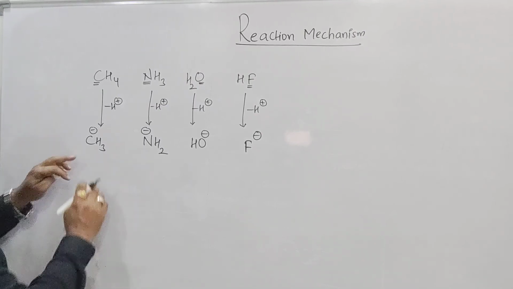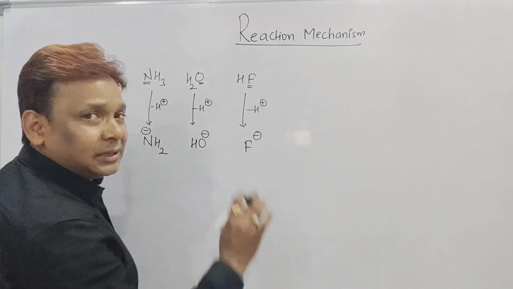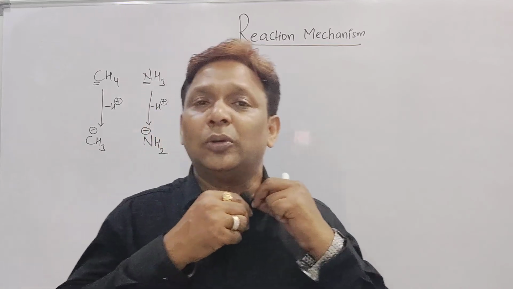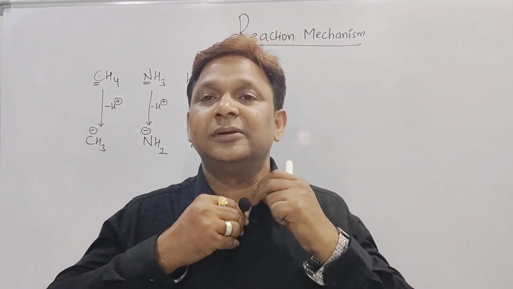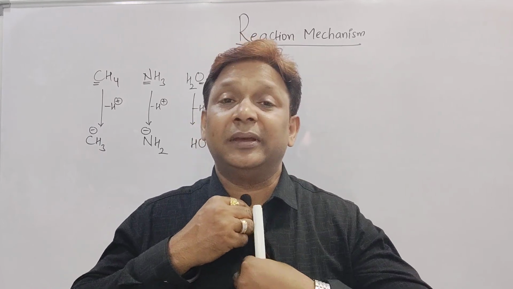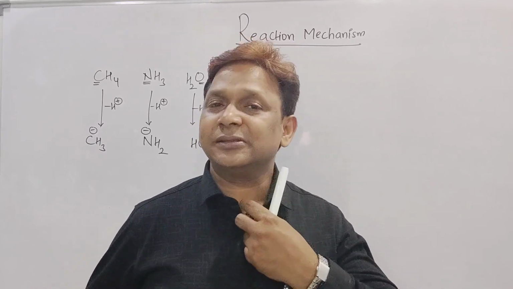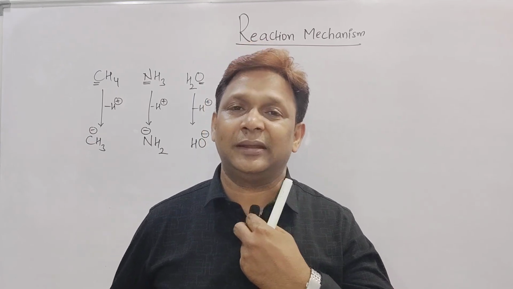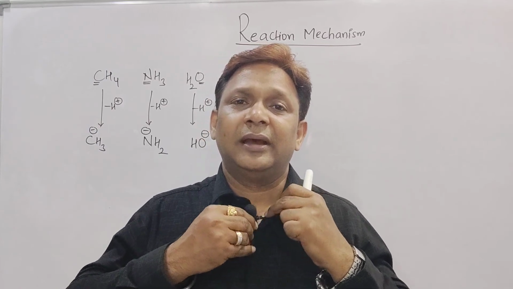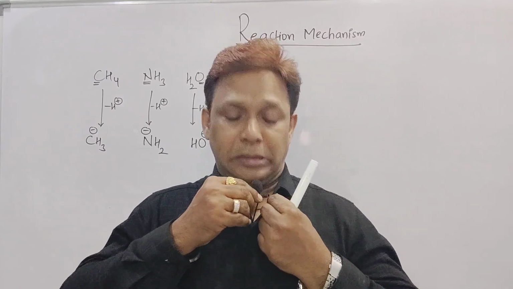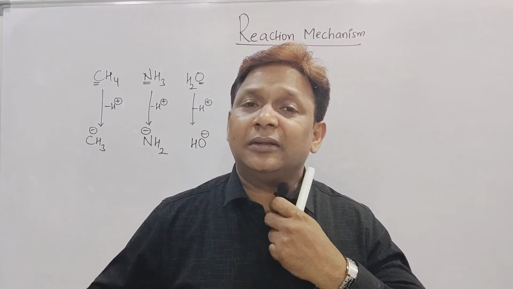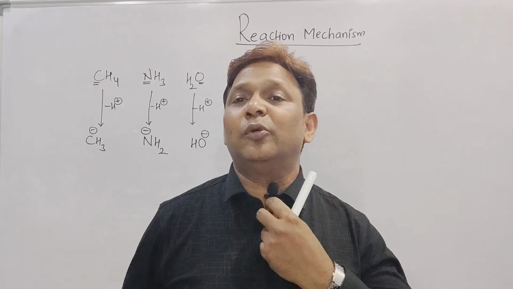Now they will ask you, among these ions, which is the more stable ion? Maybe everybody knows that one. What is that? A highly electronegative atom bearing a negative charge will be considered as a more stable anion. Is it clear, beta? So a more electronegative atom bearing a negative charge will be considered as more stable.